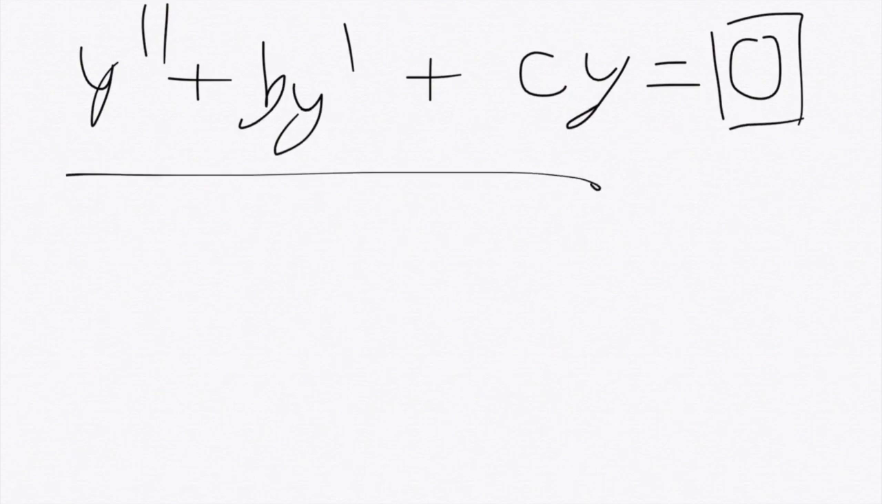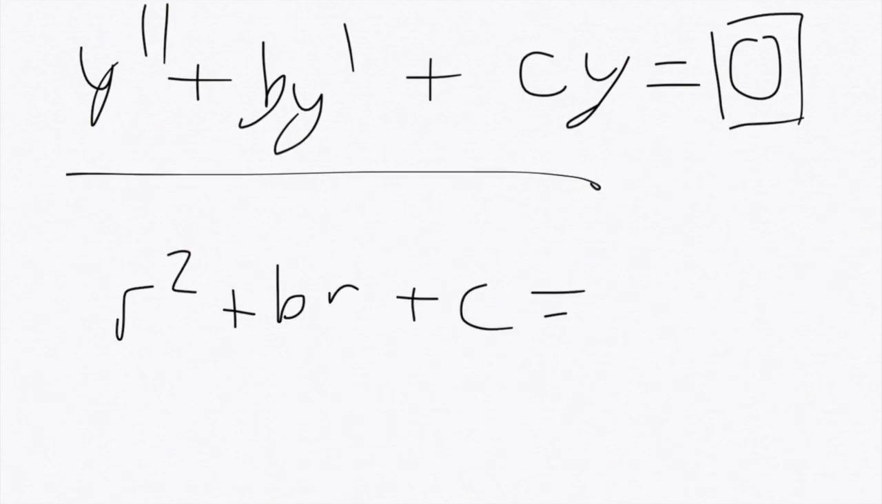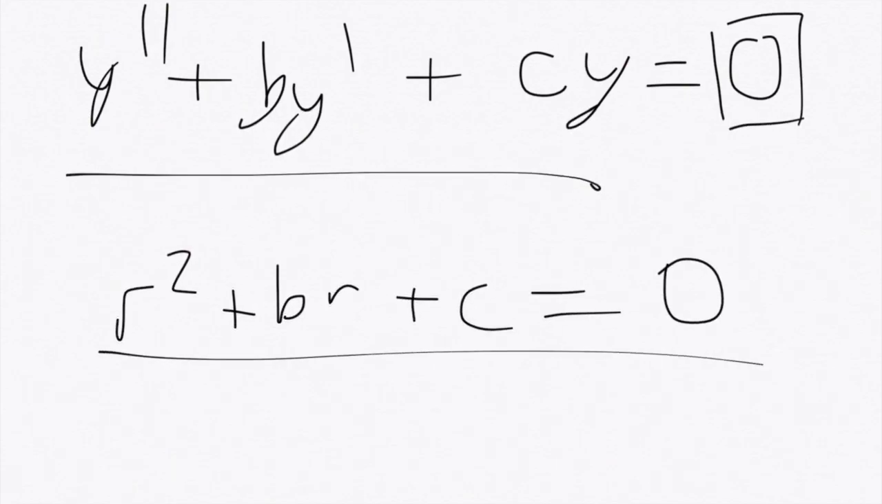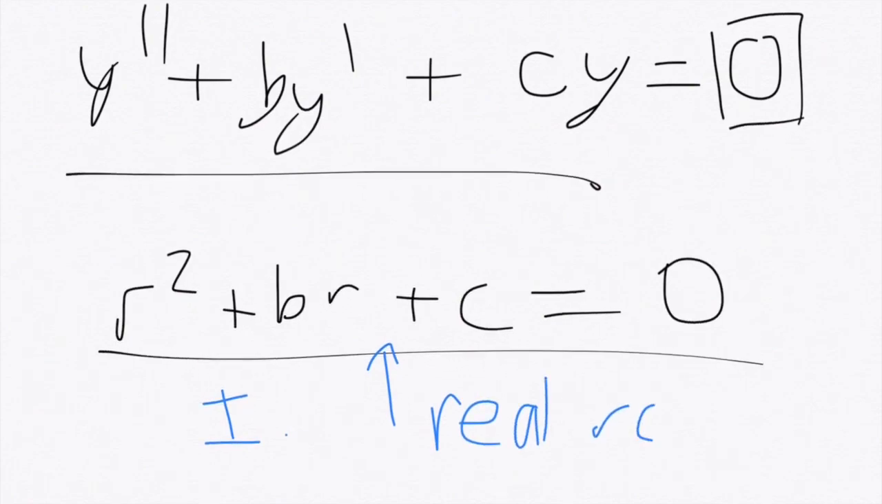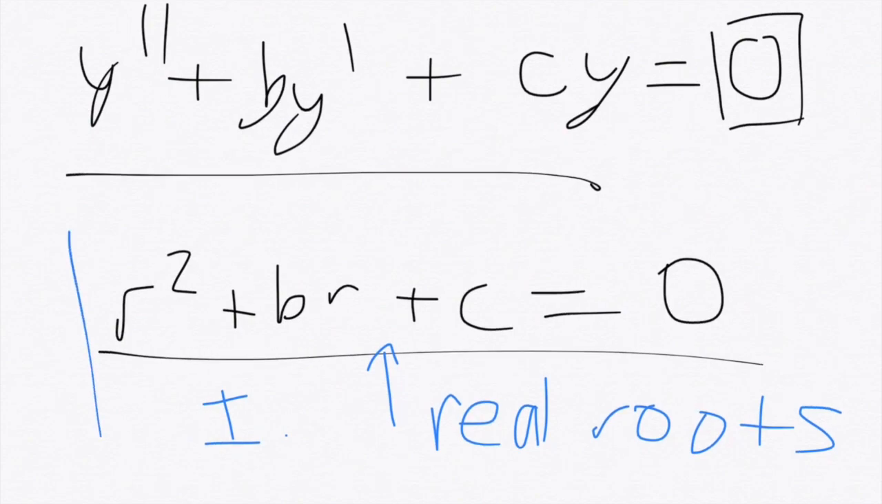something called a characteristic equation. Notice how this looks like a quadratic equation with double prime, prime, and y. Basically, we're going to write a quadratic equation, r squared plus br plus c equals 0, and this is our characteristic equation. In the first of three cases, this equation will have 2 real roots. If you'd like to know, the second case is if this has 1 real root, and the third case is if it has no real roots and 2 imaginary roots.